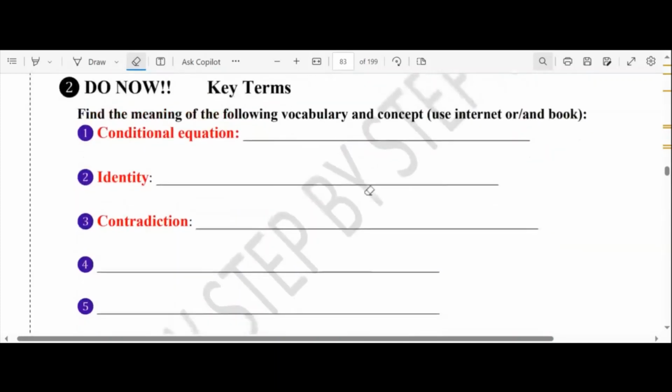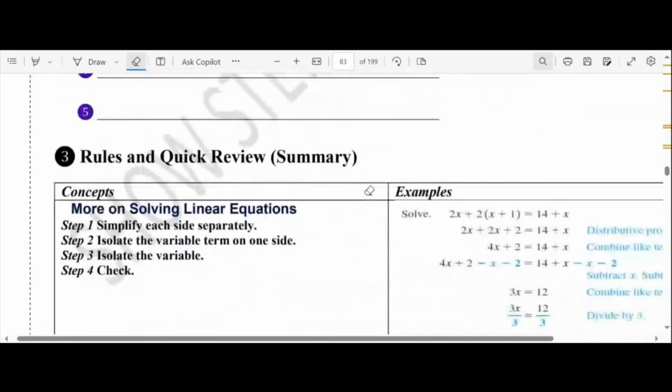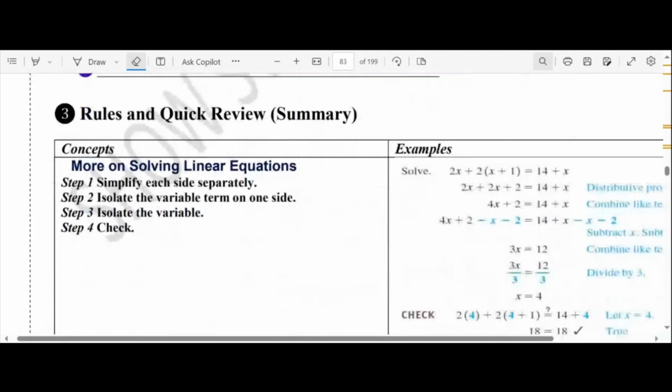After getting the answer, let's move to the rules and a quick review. Step number 1, simplify each side separately. So those are the steps for solving a linear equation. Second step, isolate the variable terms on one side. Step 3, isolate the variable. Step 4, check the answer.